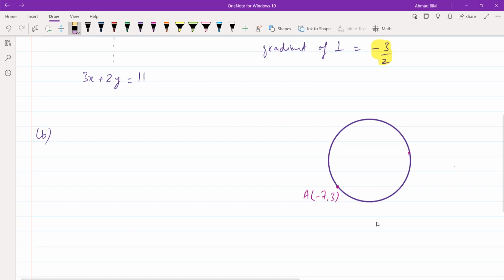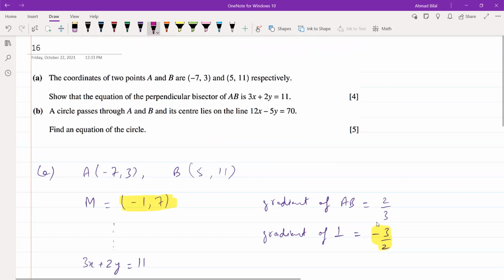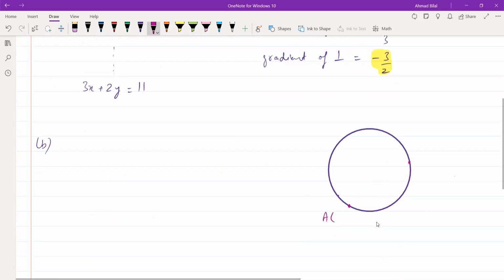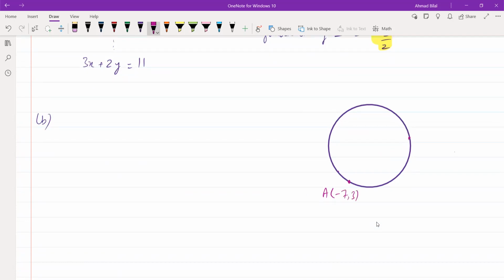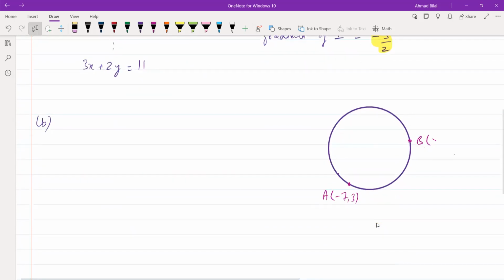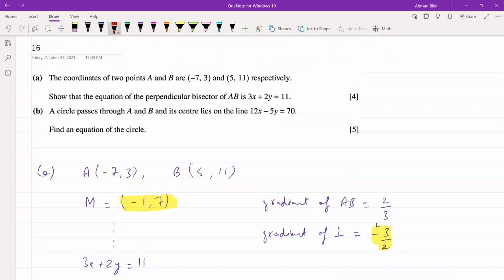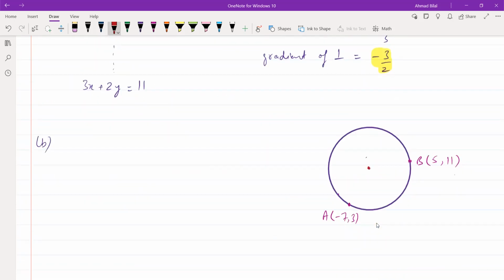Let me make a general point. Take the other point here. Let's say this is point A, and the coordinates of point A are -7 and 3. And let's say the other point B is here, and the coordinates for that are 5 and 11. These 2 points lie on the circumference of the circle. There's a center of the circle somewhere. It may be somewhere here. Let's say here is the center of the circle. You don't know the coordinates of the center, but let's call this center C.